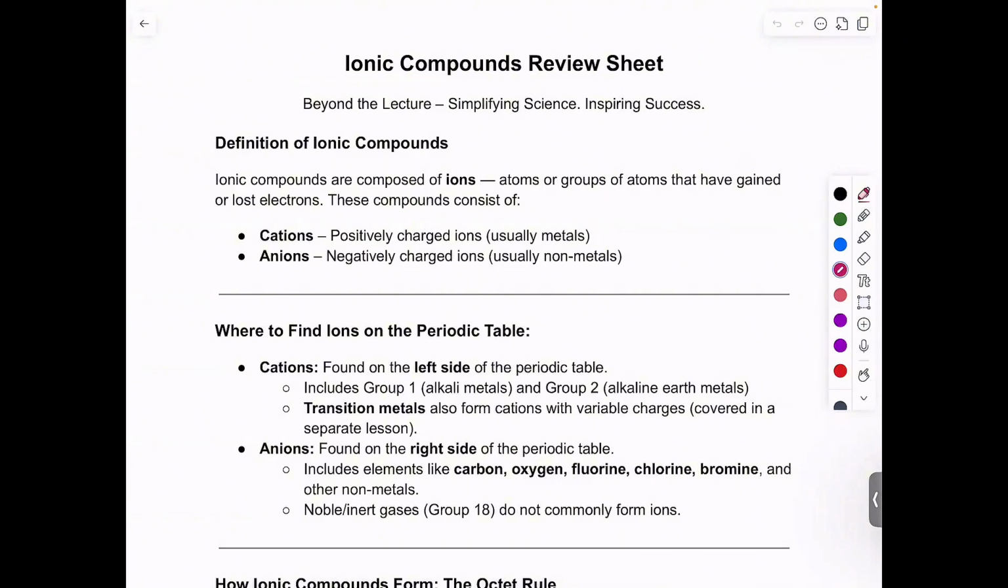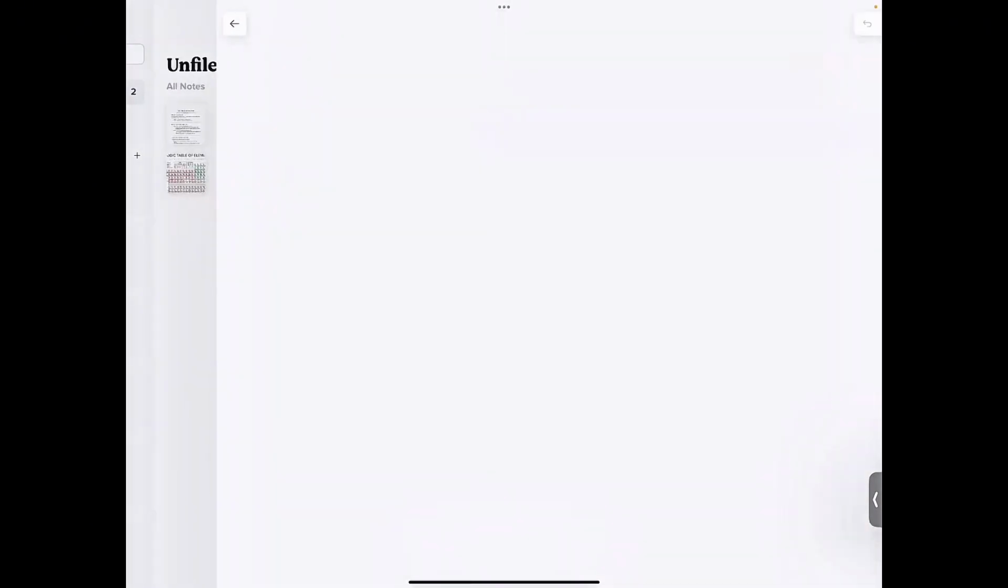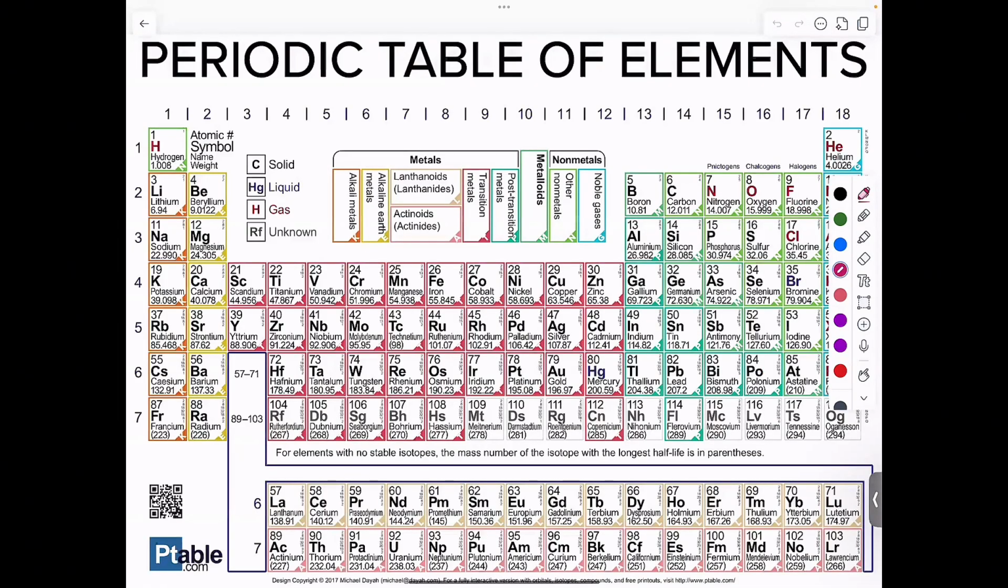So we are going to take a quick trip over to the periodic table and talk about the different types of elements that we have on our periodic table. We'll largely focus today on the metals, which are on the left. That's going to be group 1 and group 2 right here. And then we also have transition metals. That's basically this big chunk right here in the middle.